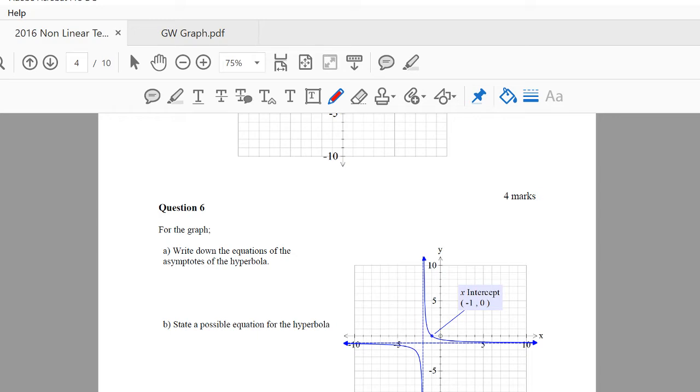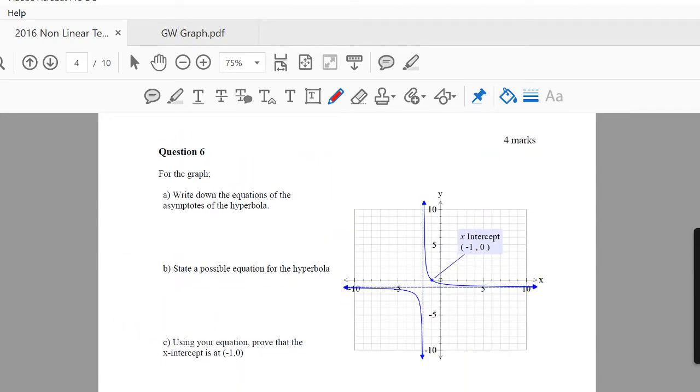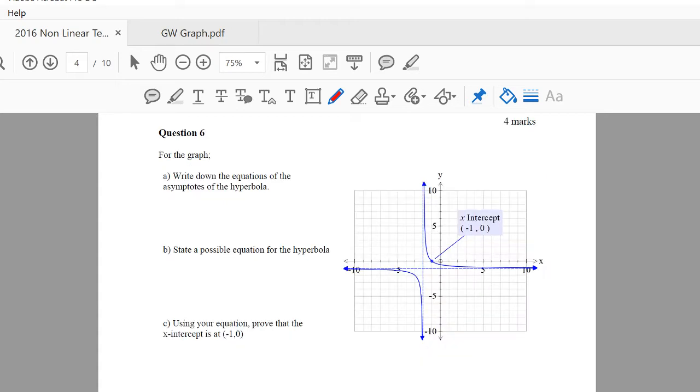Okay, for this question, for this graph, let's just scroll it down a little bit. There we go. Go up a bit. There we go. Write down the equations of the asymptotes of the hyperbola. So the asymptotes are here. So at x equals -2, because it's right there, and at y equals -1.